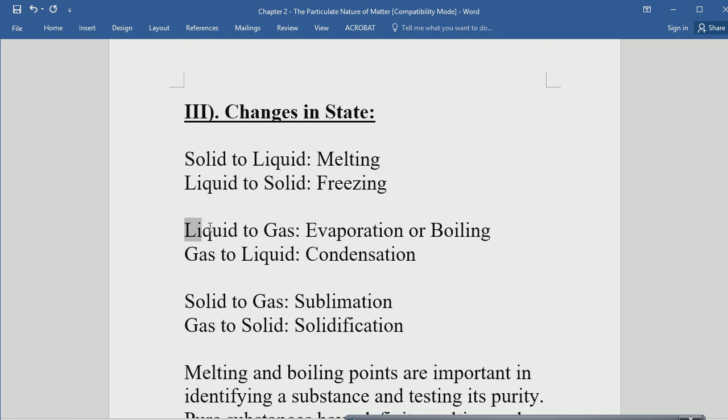Okay, and liquid to gases, in this state also particles gain energy. Liquid particle energy is less, but when they gain energy, these particles change into gaseous or vapor form. This is known as evaporation or boiling. Gas to liquid, this is the same as liquid to solid. Particles lose their energy and come closer to each other, and they change their state, gas to liquid. This is known as condensation.